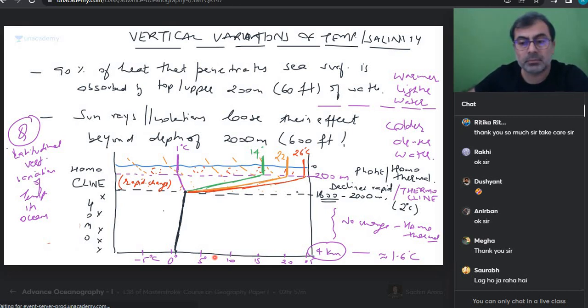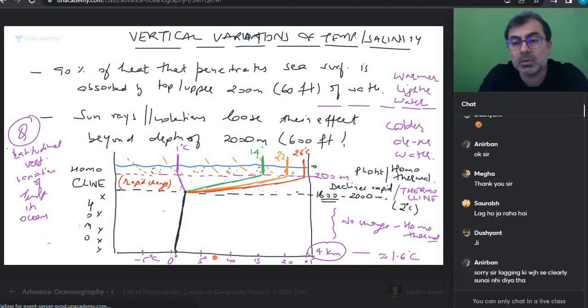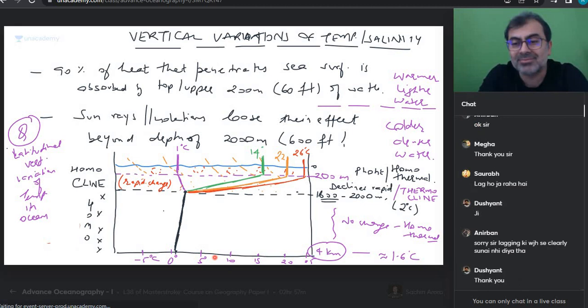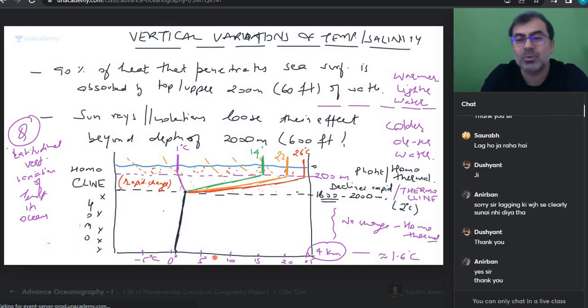Vertical variation of temperature and salinity, this is the question. Both temperature and salinity and its significance. Even the computer is saying to shut down. Is it clear now, Anirban? Vertical variation of temperature and salinity and its significance. Thank you. Bye bye. Have a nice day.